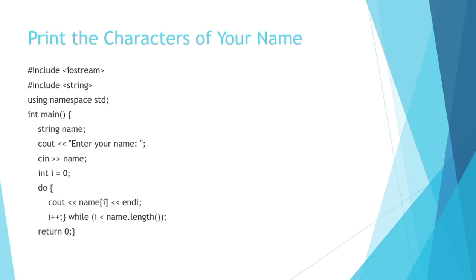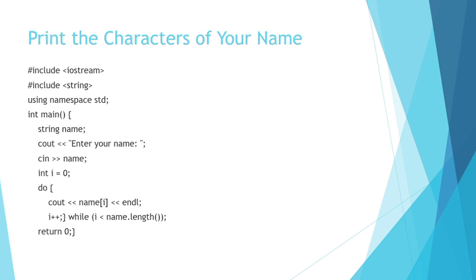int i = 0. This declares an integer variable i and initializes it to 0. The variable i will serve as the index to access each character in the string name. Condition: i < name.length(). The loop continues as long as i is less than name.length(). name.length() returns the number of characters in the string name. For example, if name is Alice, name.length() will return 5, since Alice has 5 characters.